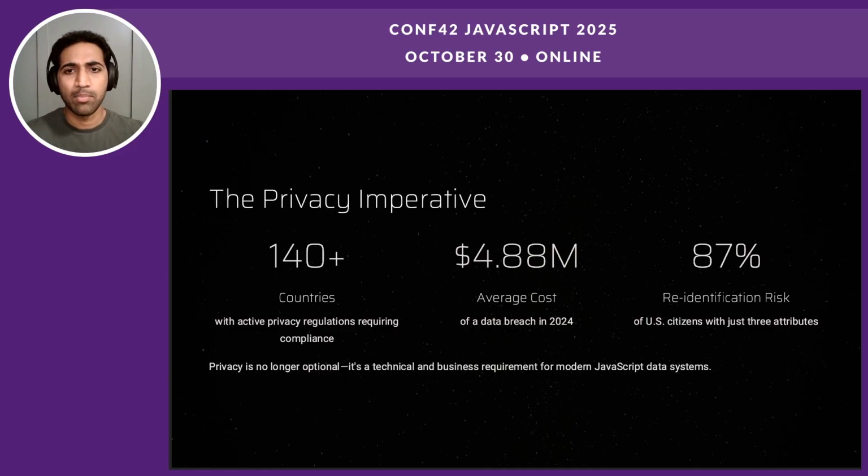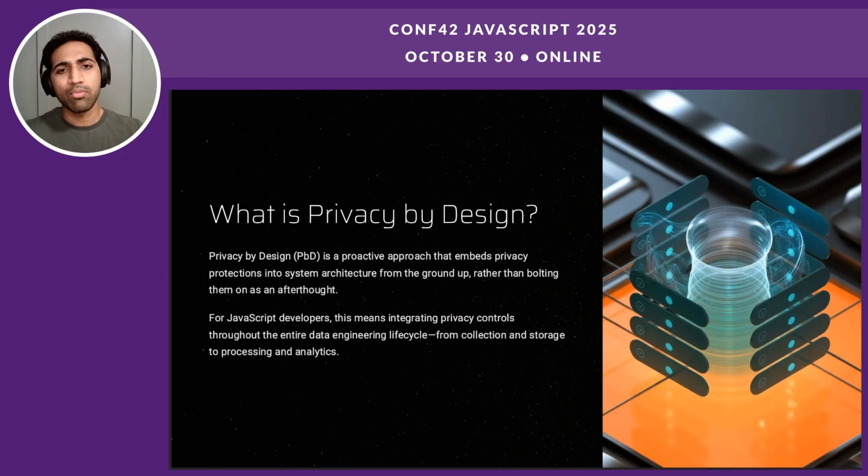So what exactly is privacy by design? It's a proactive approach that embeds both privacy protections and privacy compliance into the system architecture from the ground up. And for JavaScript developers, this means integrating privacy controls through the entire data engineering lifecycle. From the moment data is collected on the client side, through the storage in Node.js backends, all the way to processing and analytics. Privacy must be baked in at every step.